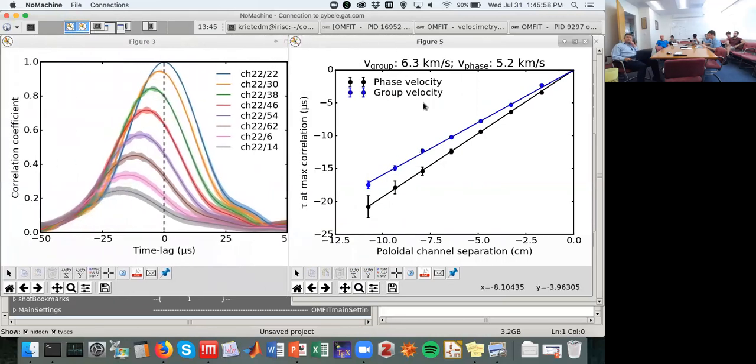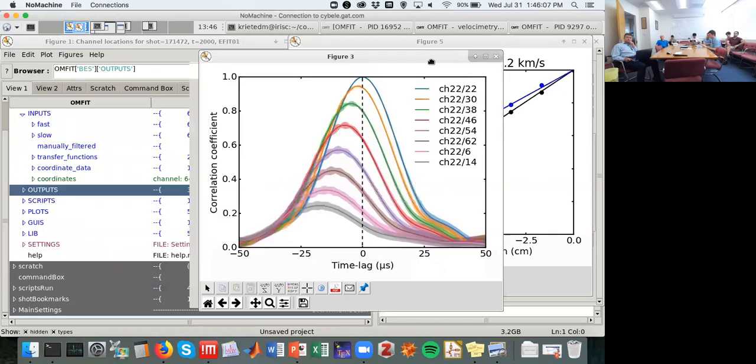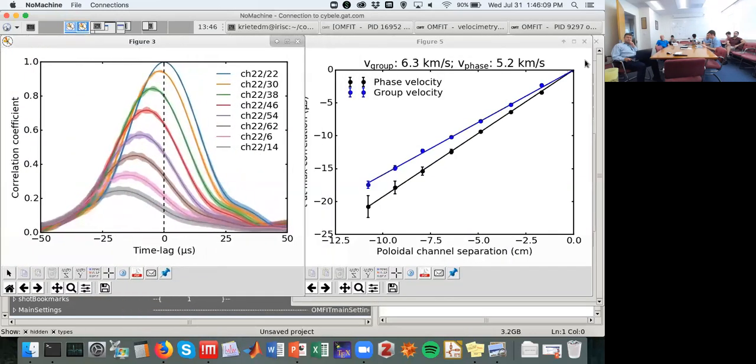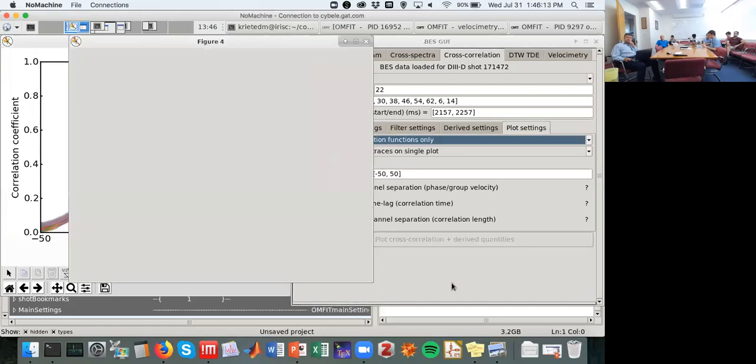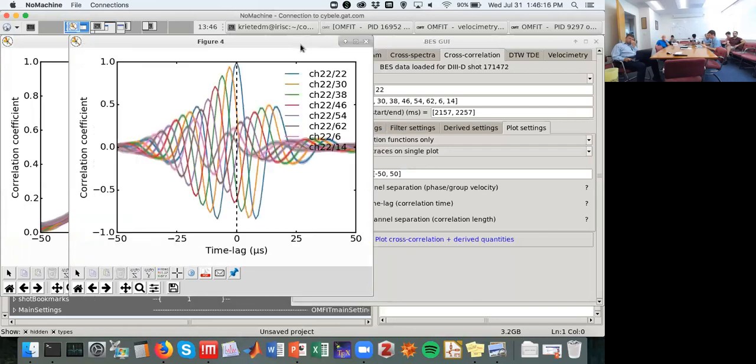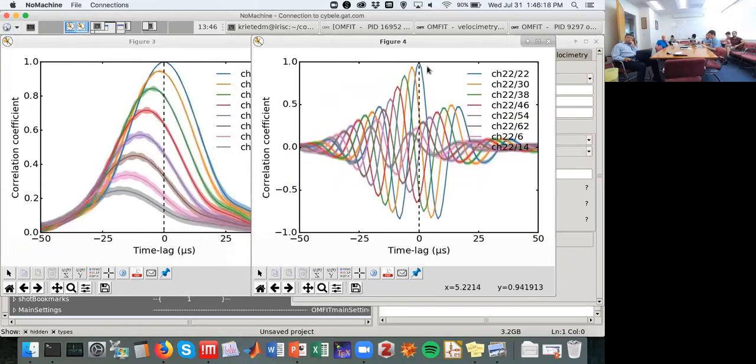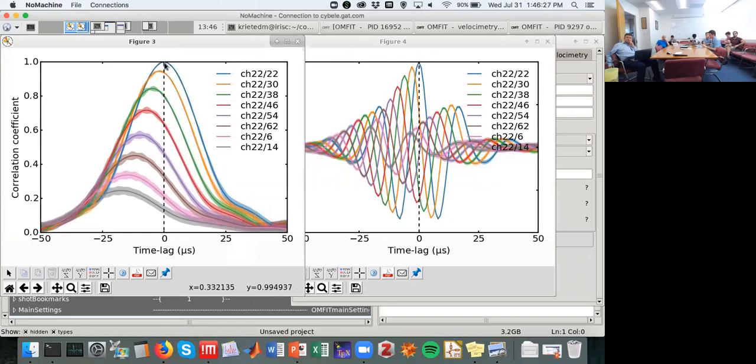All right, and so you can see here there are two plots. This blue one is for group velocity. This black one is for phase velocity. The phase velocity is made by fitting to the peak of the correlation functions themselves, which again, I'll go ahead and replot this real quick. So basically the phase velocity comes from fitting to where these correlation functions peak, and the group velocity comes from fitting to the location where the envelope of the correlation functions peak.